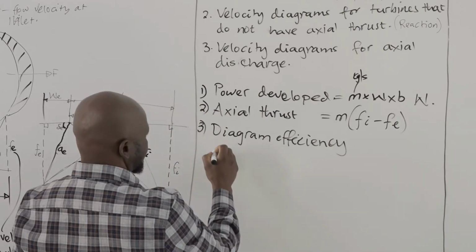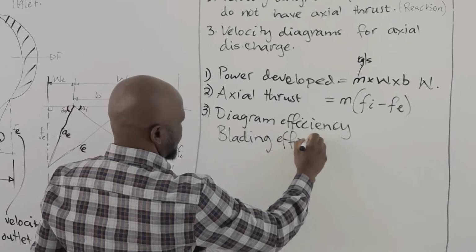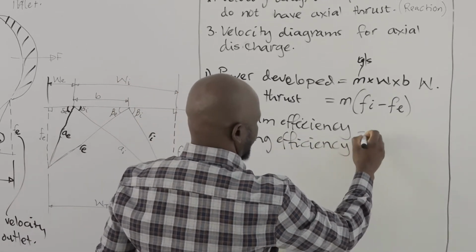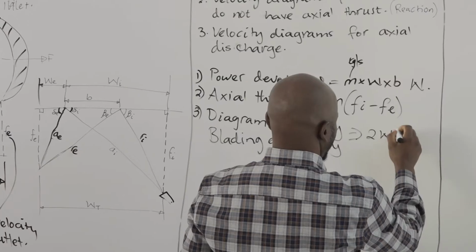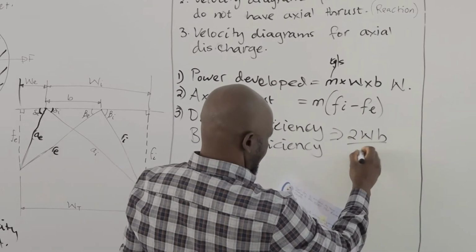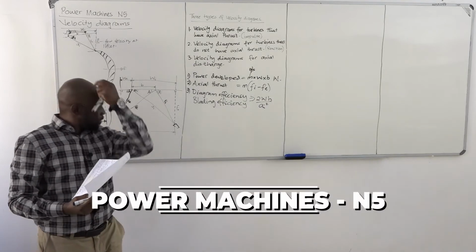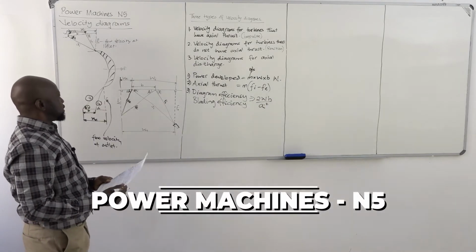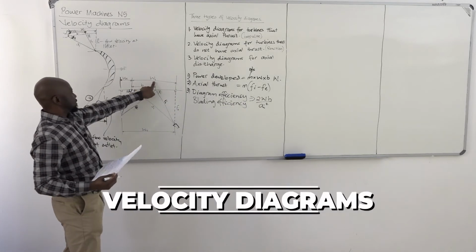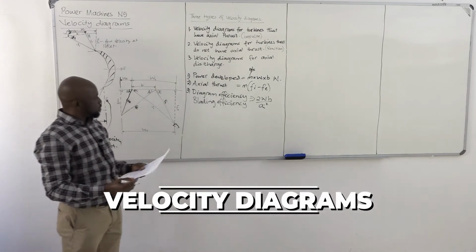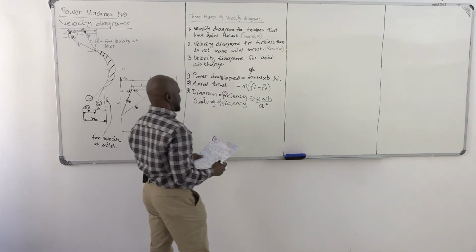Which is sometimes called the blading efficiency. The blading efficiency is actually going to be equal to 2WB over Ci squared, which is 2 into the total wall velocity. This W represents total wall velocity, which is We plus Wi. So it's going to be 2W into B over the velocity at inlet squared.